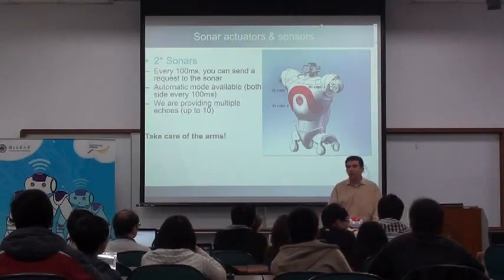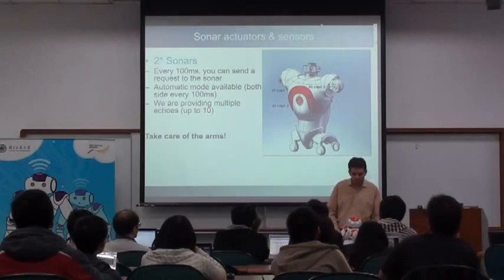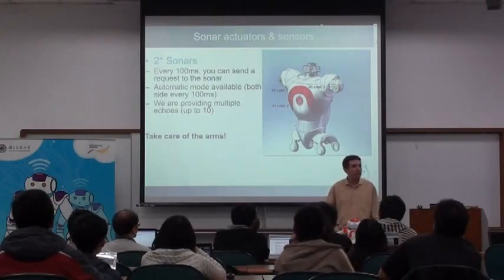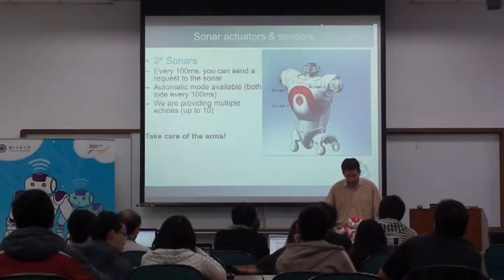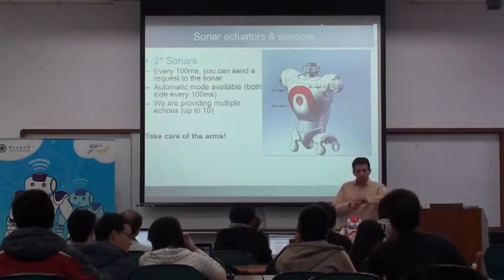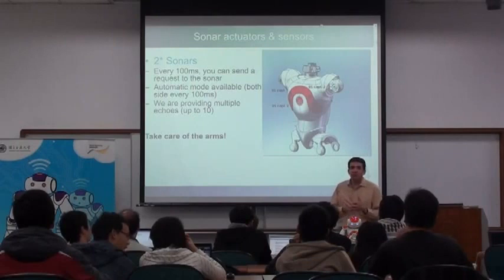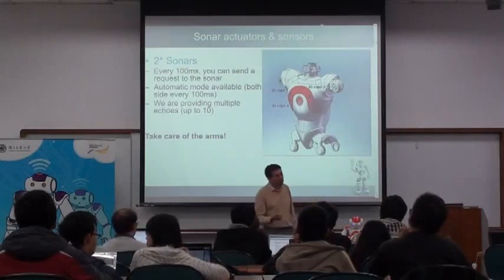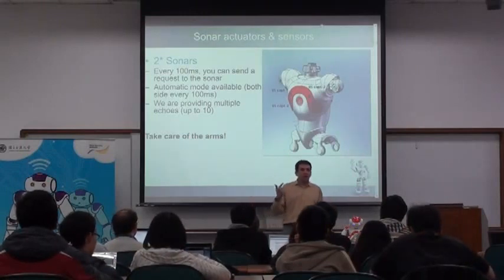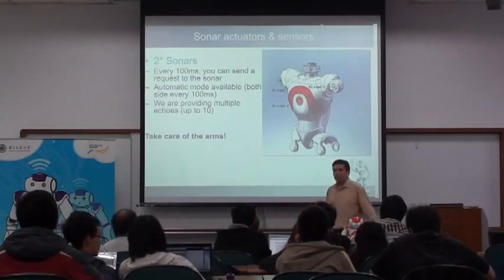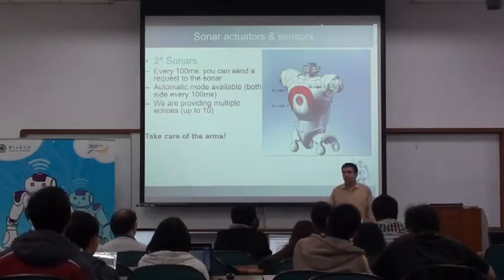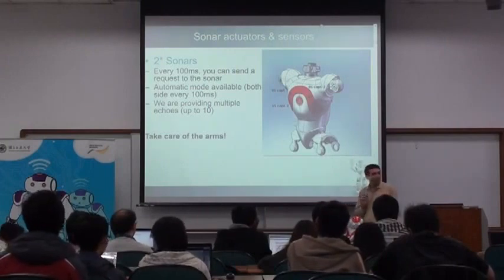And when you use the sonar, take care of the arms, which means if you put the arm in front of the robot, the sonar will be blocked. So you should put the arm along the body to use the sonar. The sonar is not started automatically when the robot boots, for two reasons. First, to save the battery, because not many people use sonar. And also because it makes a little crackling noise, very little. So if you want to use sonar, you just need to start them from the API.